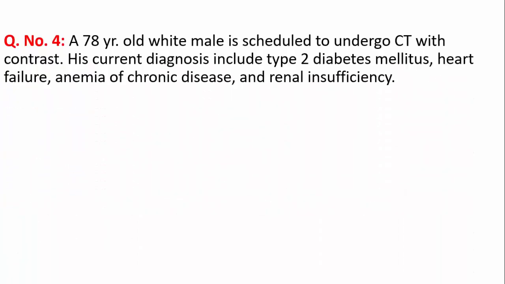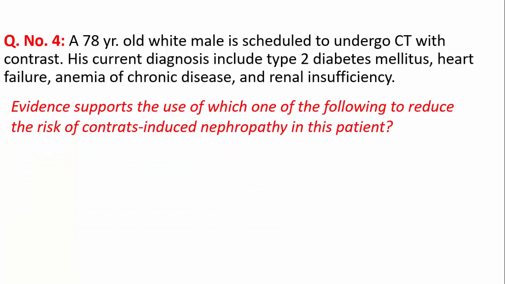A 78-year-old white male is scheduled to undergo CT with contrast. His current diagnoses include type 2 diabetes mellitus, heart failure, anemia of chronic disease, and renal insufficiency. So the patient is scheduled to undergo CT, and he also has renal insufficiency, type 2 diabetes, heart failure, and anemia of chronic disease. Evidence supports the use of which one of the following to reduce the risk of contrast-induced nephropathy in this patient?